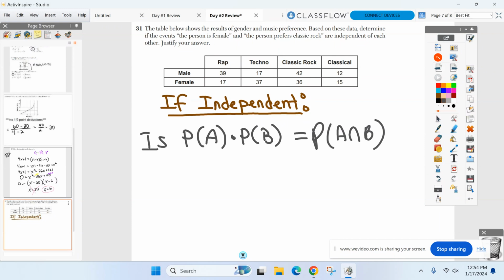You need to find all three probabilities on your own from the table. Use the table to find it. And again, here you go. Label one as A, one as B. So let's make the person is female A and the person prefers classic rock as B. All right, so we don't have to turn the letters into other letters. All right, you ready? Person is female.